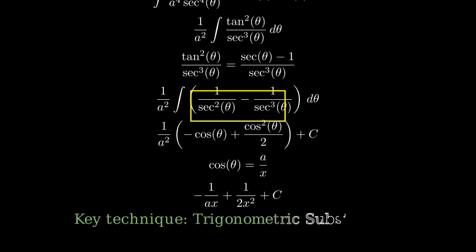And that completes our solution. We use trigonometric substitution to transform a complex integral into something manageable, and then carefully worked our way back to our original variable.